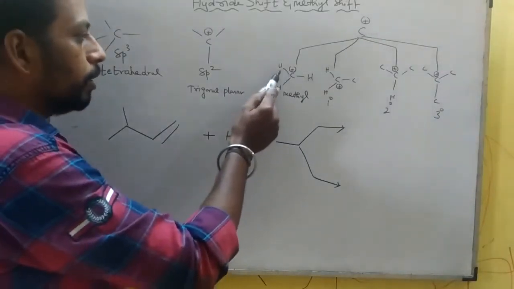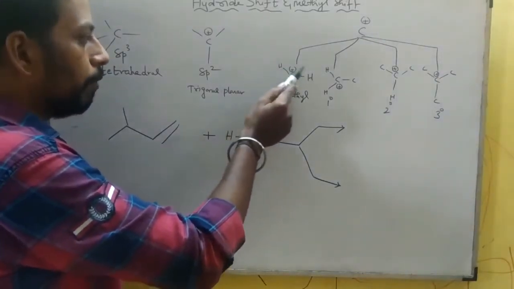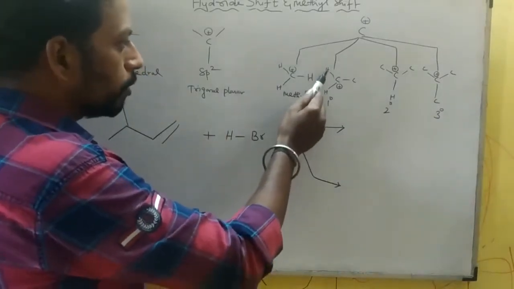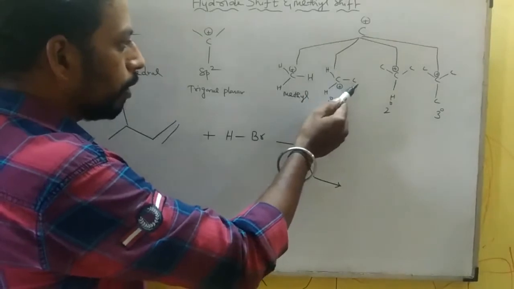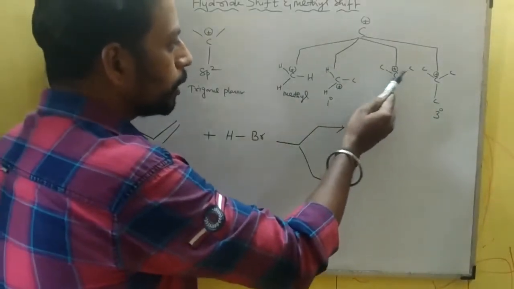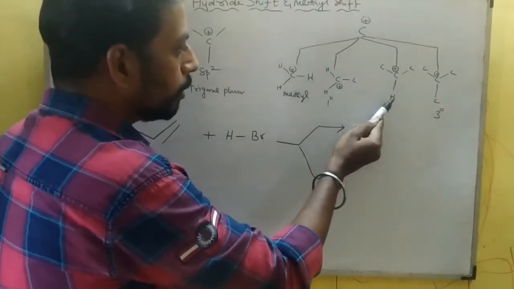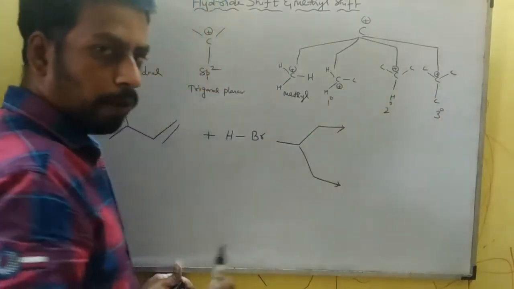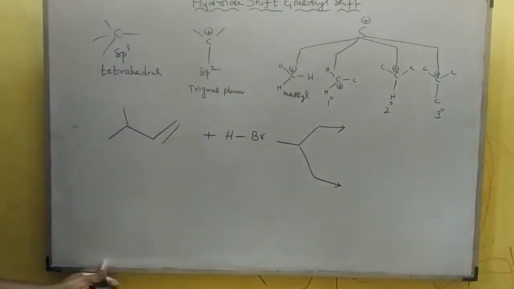If all three bonds around this carbon have hydrogen, that is a methyl carbocation. If two of the bonds are satisfied with hydrogen and one is carbon, then it is a primary carbocation. If two bonds are satisfied with carbon and one with hydrogen, that is secondary. If all three bonds are satisfied with carbon, no hydrogen, that is your tertiary carbocation.